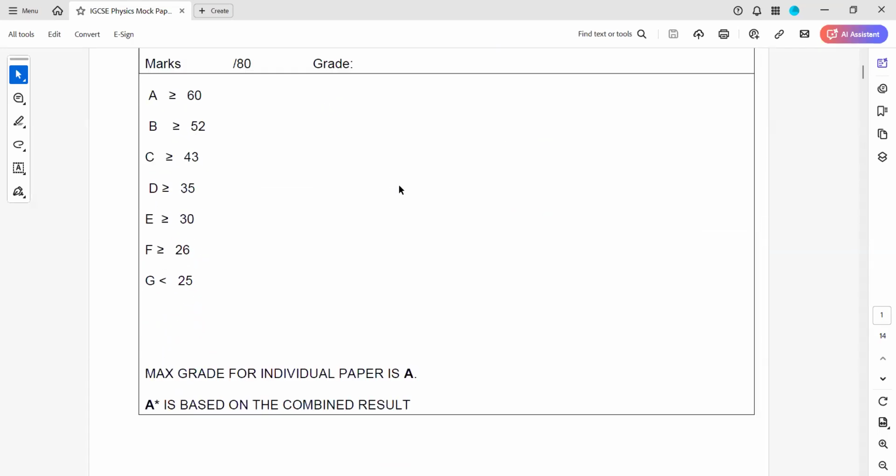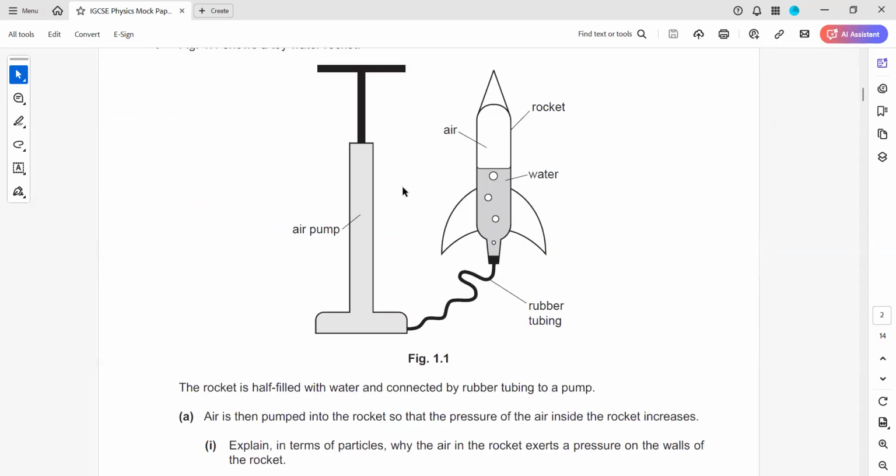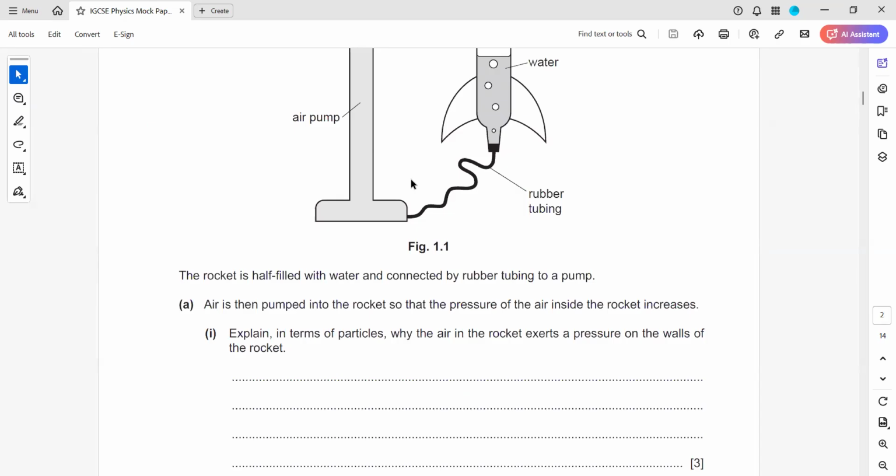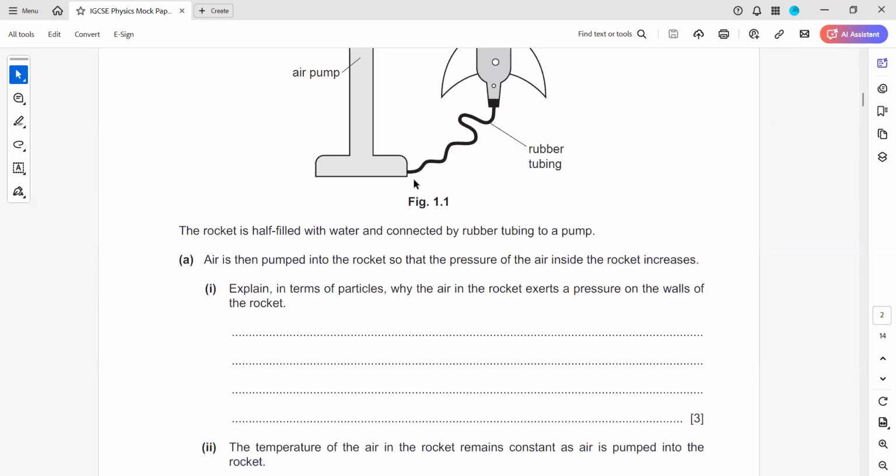So this is paper 4, set 2. The first one is: air is pumped into the rocket so that the pressure of the air inside the rocket increases. Explain in terms of the particles why the air in the rocket exerts a pressure on the walls.